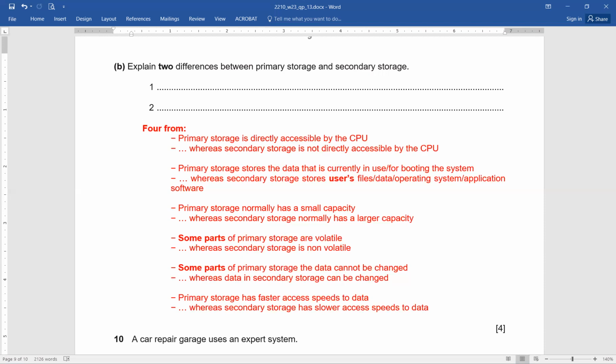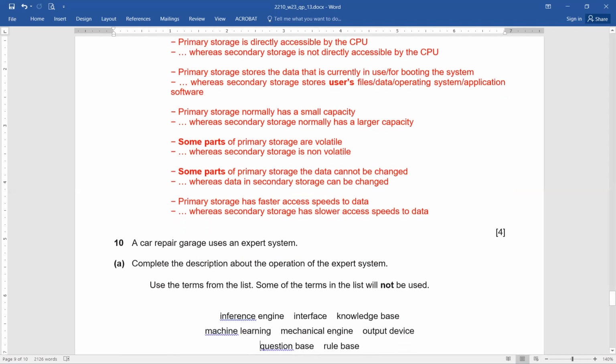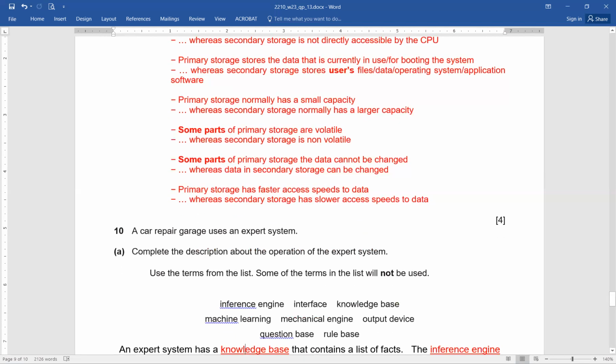Okay, now a car repair garage uses an expert system. Complete the description of the operation of the expert system. Use the terms from the list. Some of the terms in the list will not be used. The terms are inference engine, interface, knowledge base, machine learning, mechanical engine, output device, question base, rule base. So out of these, which ones do you think are completely out of question? Which ones don't you think should be a part? Okay, now that's wonderful. Question base. There's no word question base that we have learned with respect to expert systems.